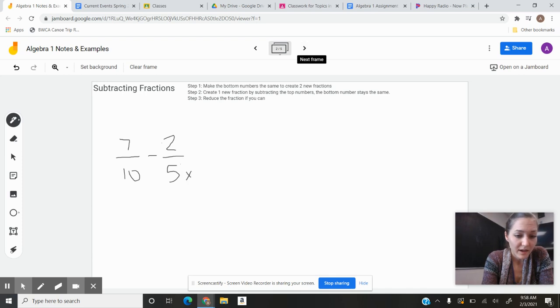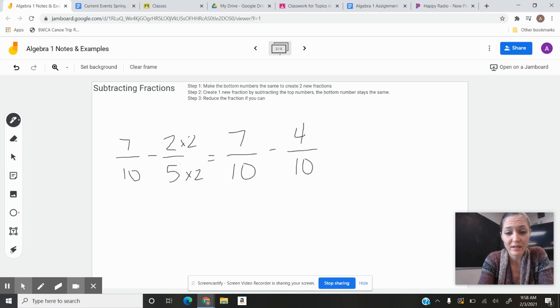I'm going to multiply 5 times 2. So 5 times 2 is 10. If I do it to the bottom, when I'm making the bottom numbers the same, I got to do it to the top too. So I did 5 times 2. I got to do 2 times 2, and that's 4. And I have 7/10. These bottom two numbers are the same. Now I can get to the actual subtracting part.